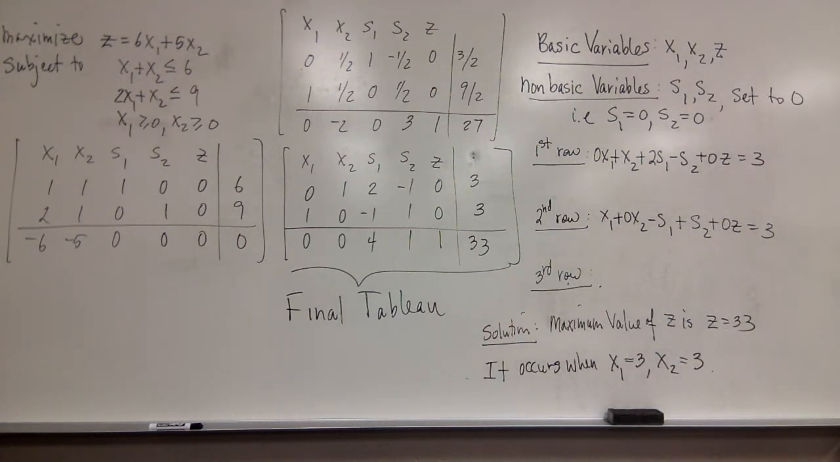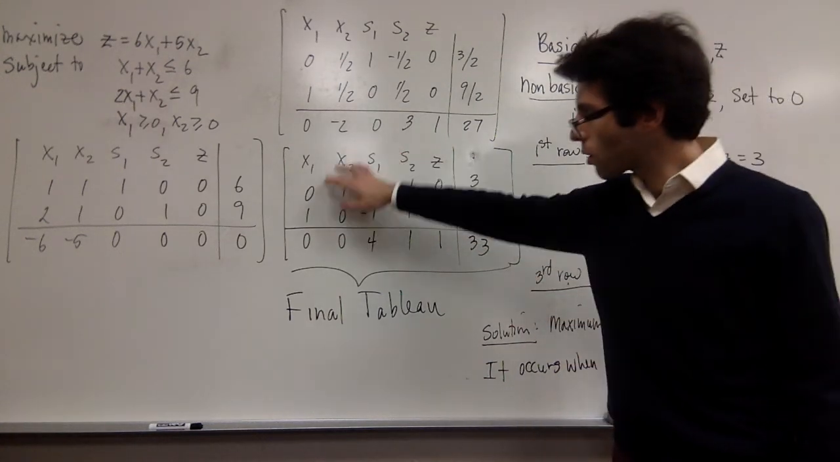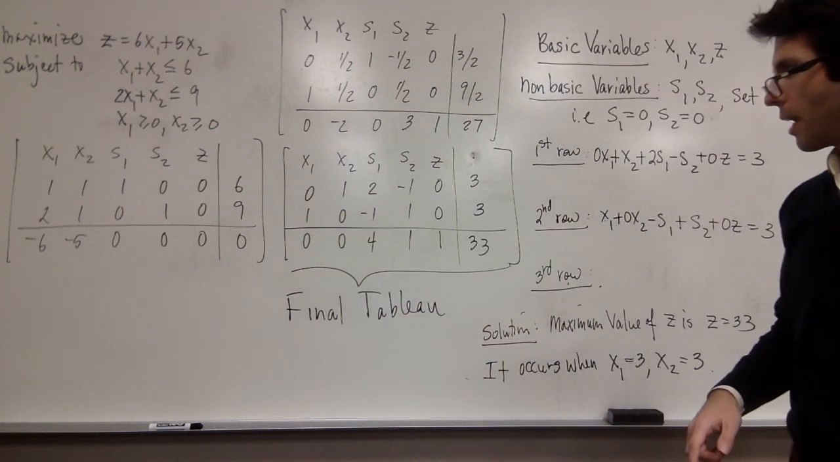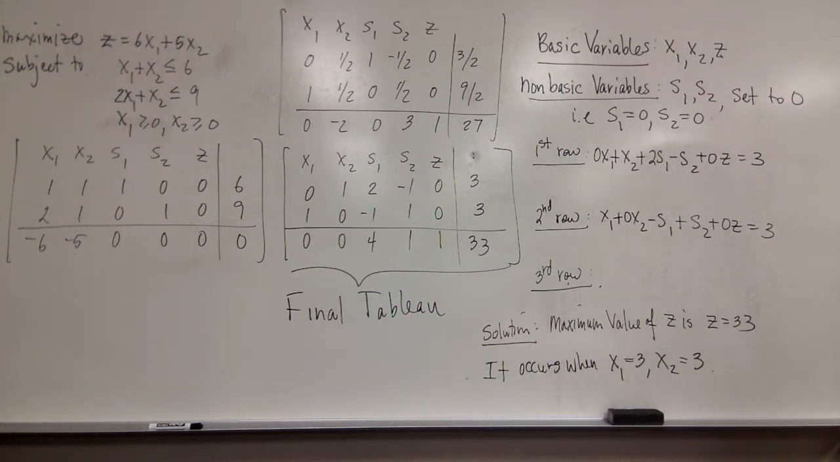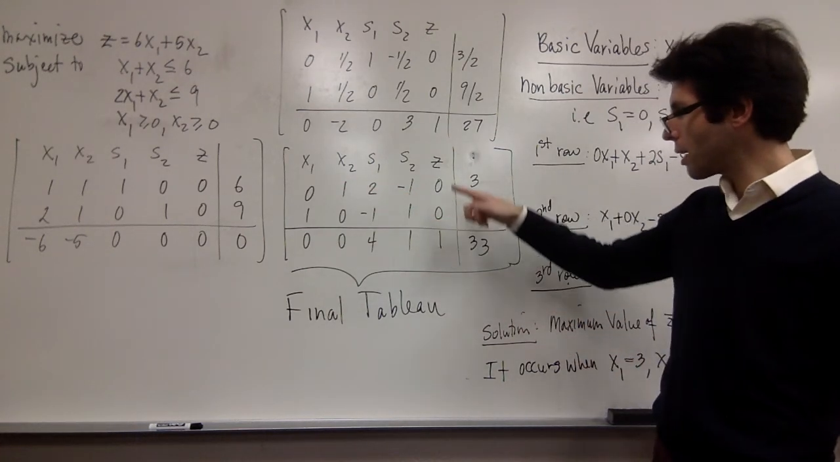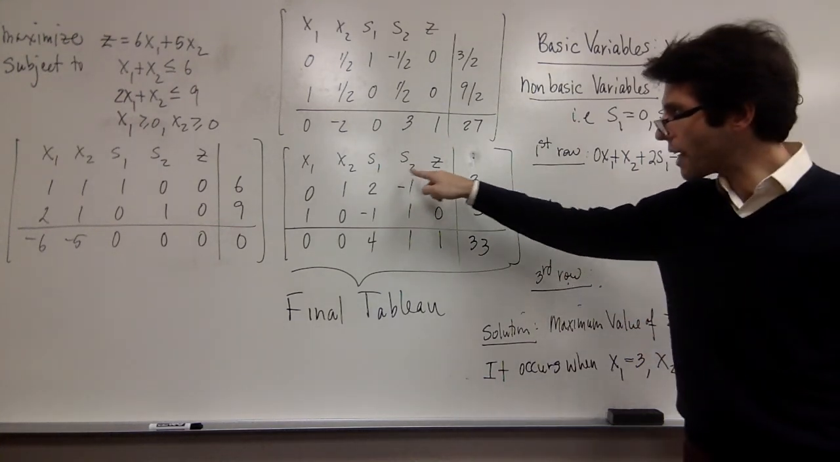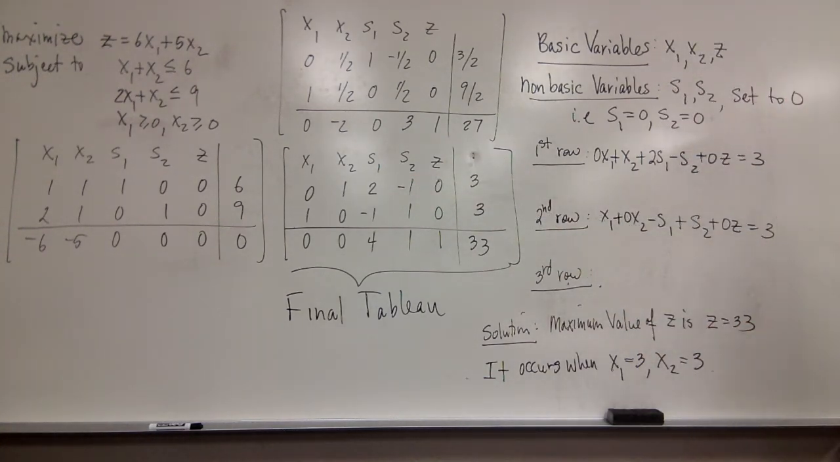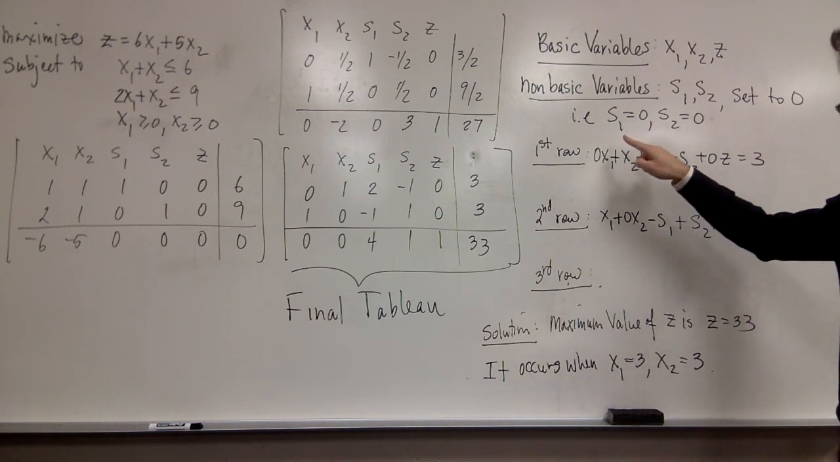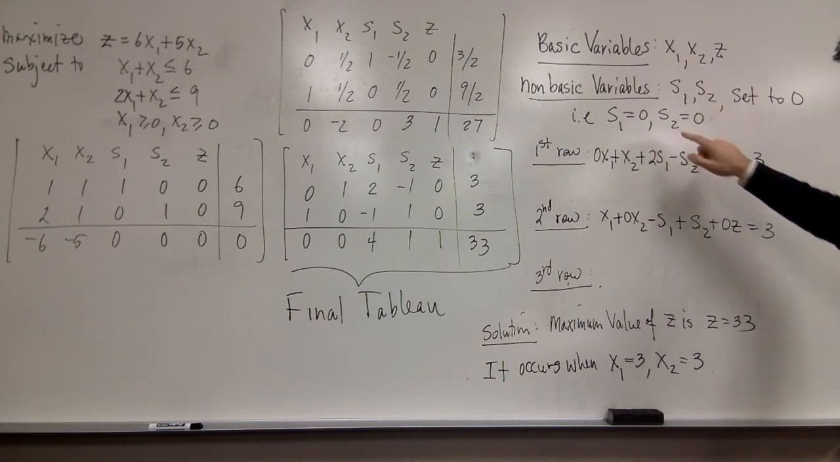Now, to interpret the solution, we have to distinguish between basic variables and non-basic variables. Now, a basic variable is a variable whose column looks like a column from the identity matrix. And so from this tableau, we can see that x1, x2, and z are basic variables. The variables s1 and s2 are called non-basic variables. And to interpret the final tableau, we begin by setting the non-basic variables equal to 0. So in other words, we take s1 equals 0 and s2 equals 0.